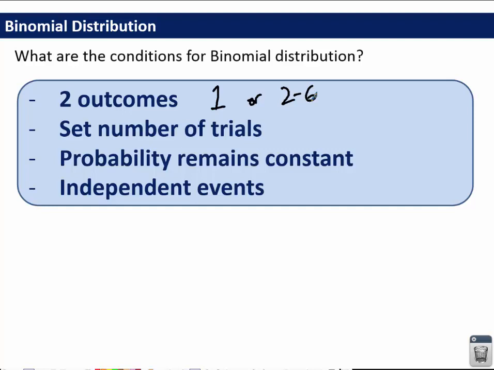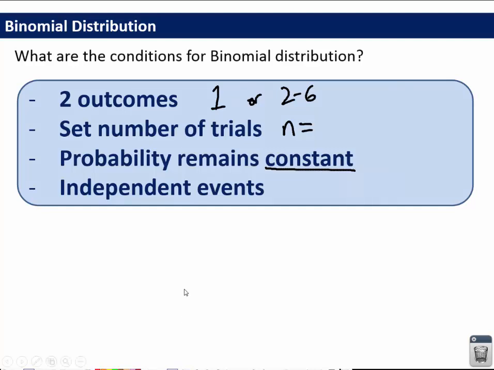Cool. There's also a set number of trials of the binomial distribution, notation for which is n equals, and I'll have a fixed amount. The probabilities remain constant throughout that fixed amount. So if there are, for example, 100 trials, the probability would be exactly the same for the first trial all the way up to 100.